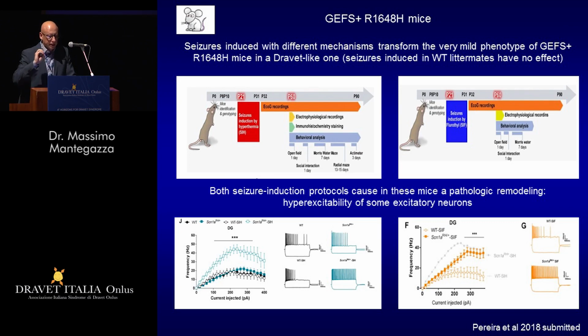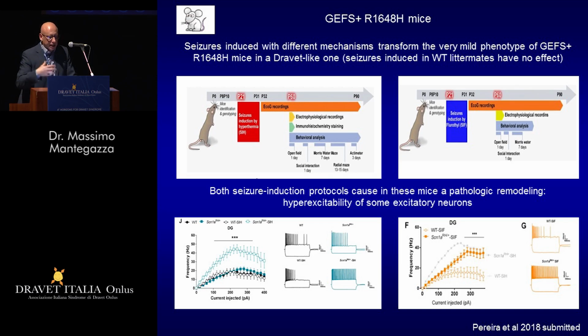This is another story about another response. This response is a pathologic remodeling that we have found in GEFS+ knock-in mice that I told you about in the beginning. So we used these mice that have a very mild GEFS+ phenotype. Basically, they almost don't have seizures. To induce seizures, because they are sensitive to hyperthermia and to convulsants like flurothyl, we used hyperthermia in one case, and in the other case flurothyl, to induce seizures, comparing with the wild-type littermates.